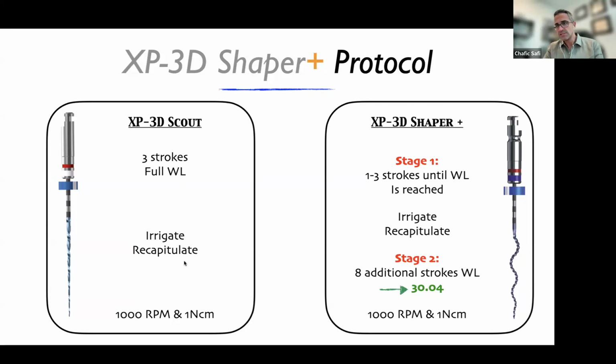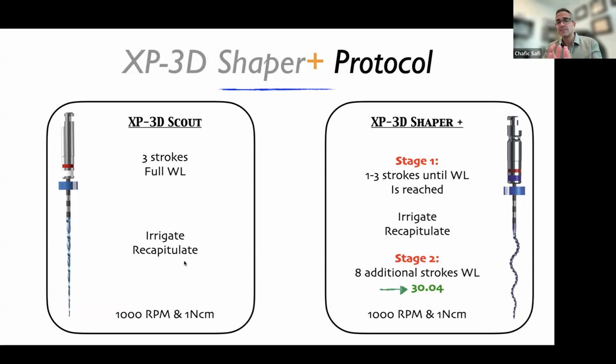By recapitulation, I mean taking a number 10 and number 15 hand file at 0.5 or 1 millimeter more than the working length, just to make sure that there's no obstruction left behind and you're loosening any debris so that when you irrigate, everything comes out and nothing gets left behind, and we have less risk of obstructing the XP Shaper Plus.